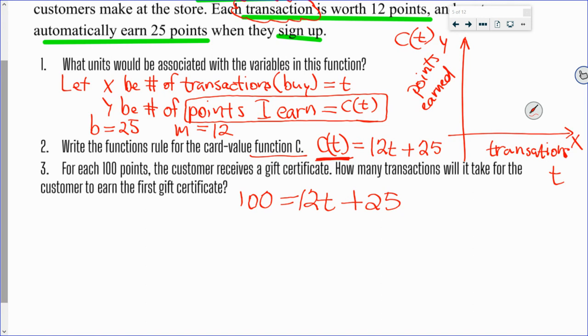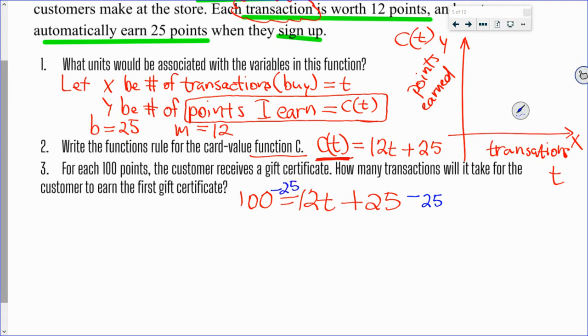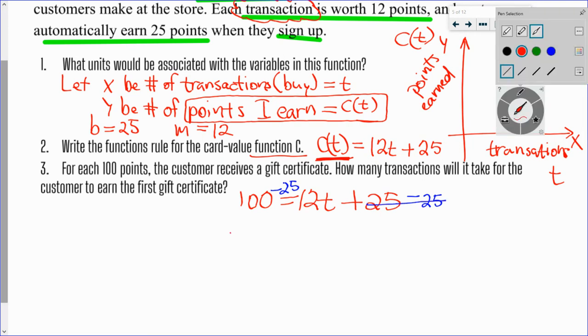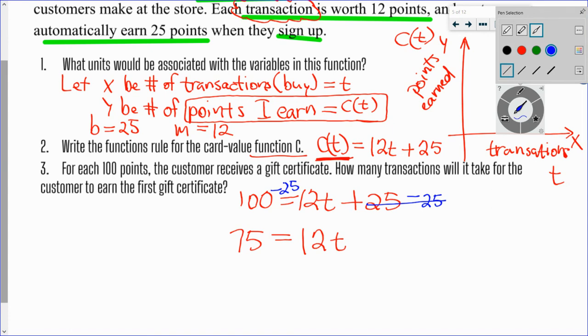So I know already, because I can solve equations, that all I have to do is take this plus 25 here and subtract 25. And I need to do that here as well, right? So these cancel out. That's good. That's what I want to have happen. And 100 minus 25 is 75. So now my problem is 75 equals 12t. Now I need to do what? Divide by 12. Right. Divide by 12.